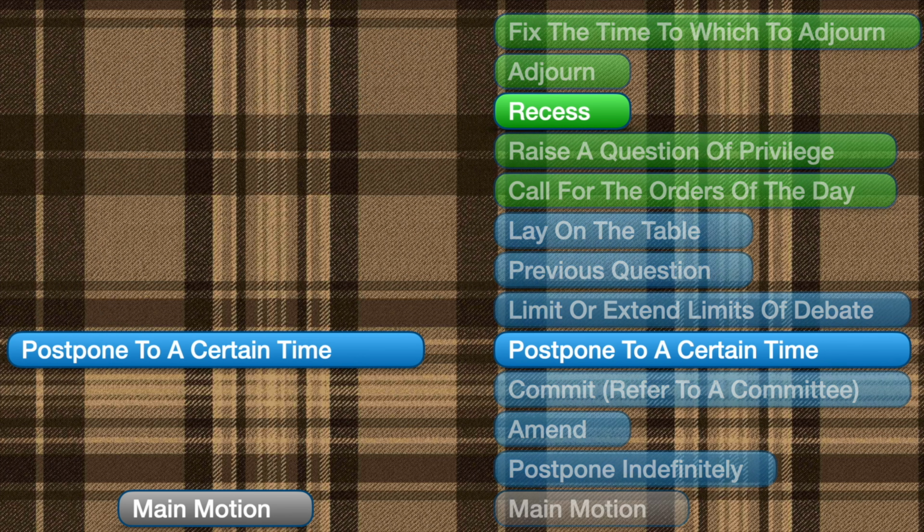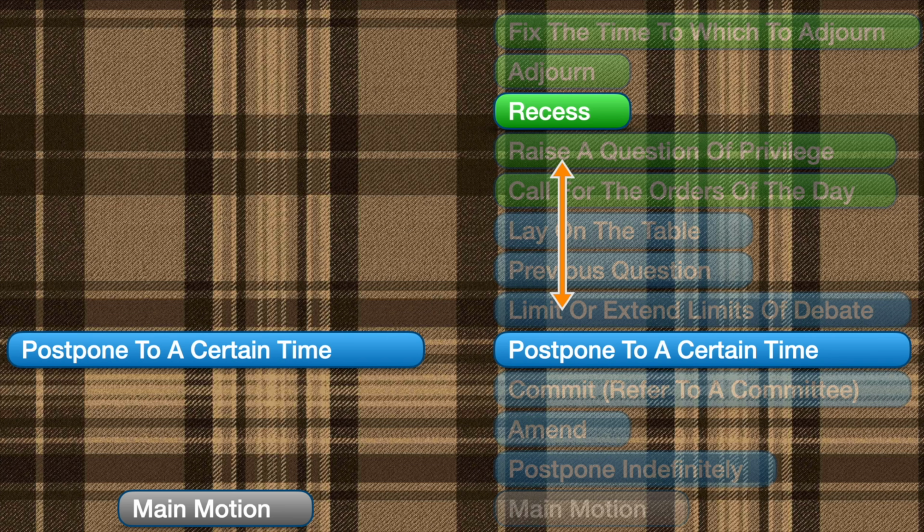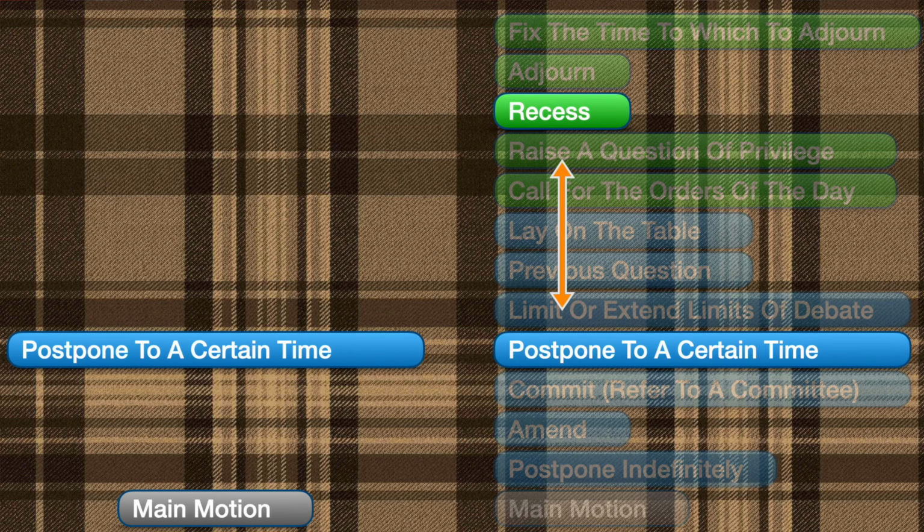If we compare these two on the list of ranking motions, we see that recess is higher on the list. That means that the motion to recess outranks the motion to postpone to a certain time. This is what's known as precedence, and it can be said that recess takes precedence over the motion to postpone to a certain time. It can also be said that the motion to postpone to a certain time yields to the motion to recess. To take precedence over and to yield to are the same concept expressed from different points of view. So in this situation, the motion to recess is in order. And if it receives a second, it would properly be placed before the assembly and become the immediately pending motion.